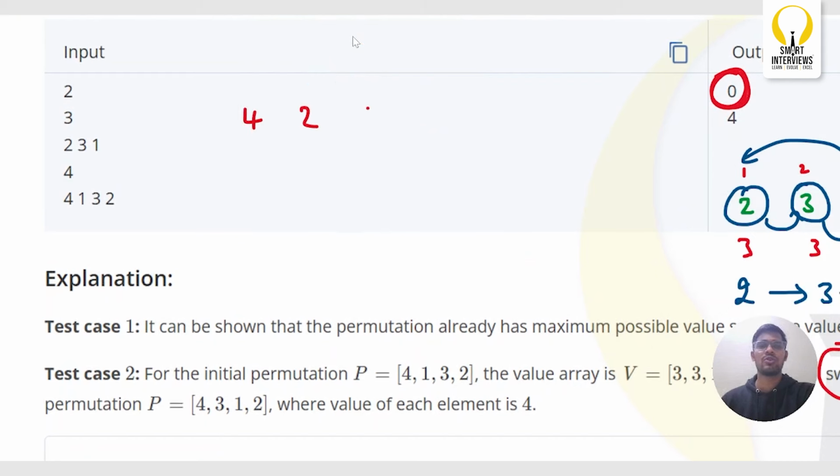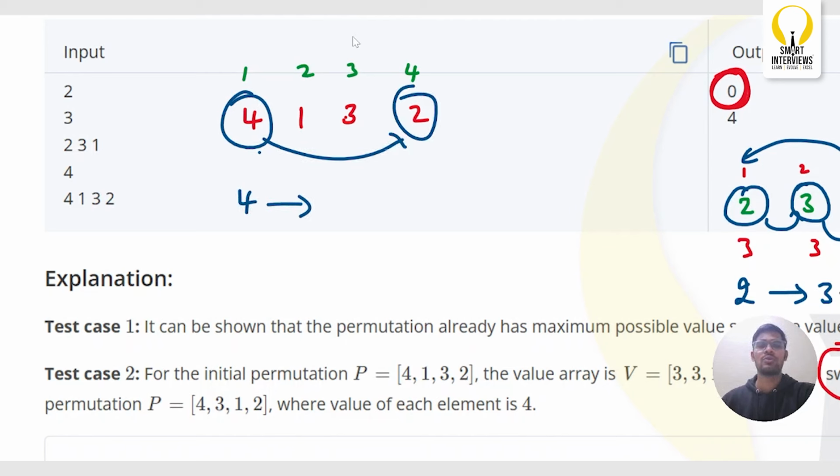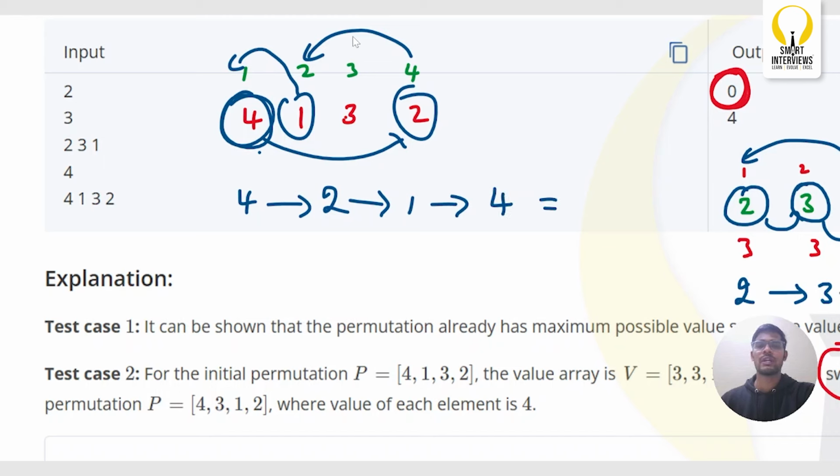So 4, 2, 1, 4, 1, 3 and 2. Let's use 1-based indexing: 1, 2, 3 and 4. So for 4, go to index 4, you'll have 2. Go to index 2, you'll have 1. Go to index 1, you'll have 4 again. So this path length is 3. But we still have one element that needs to be explored. So 3, if you go to 3, the length is 1.